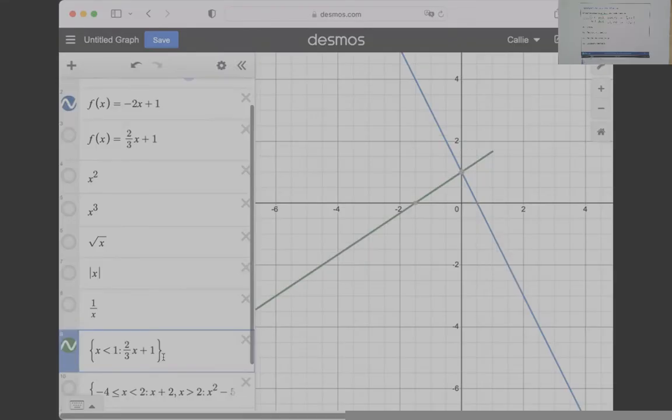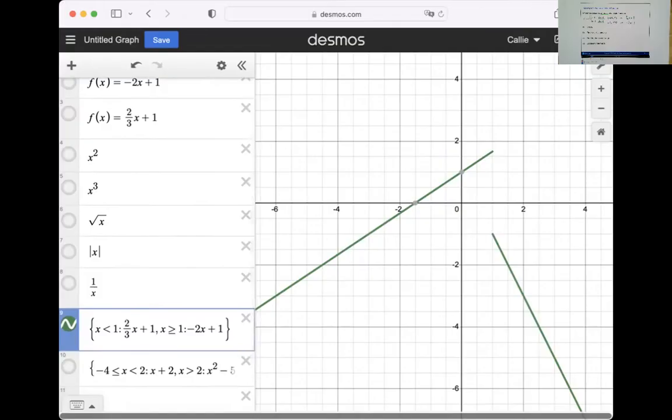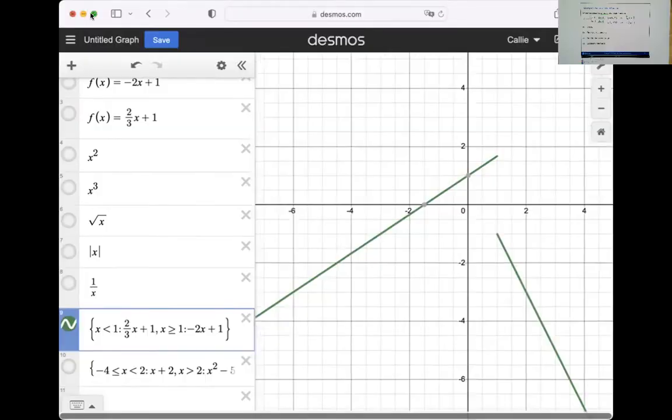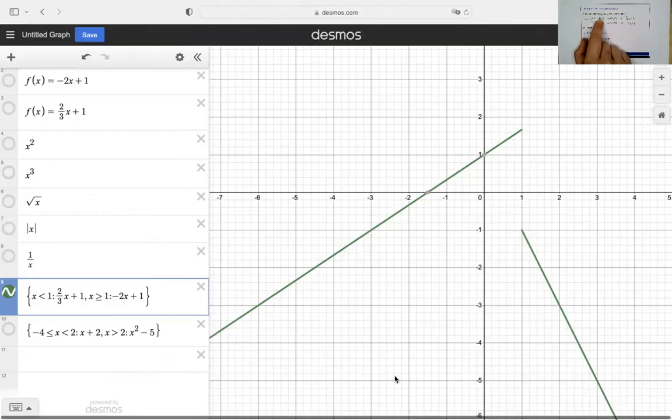The way you do that is just type it in Desmos. So this is what we're looking for. Notice on our paper it says f of x equals 2/3 x plus 1 if x is less than 1. That is not how I typed it in. What I typed in was x is less than 1, and then I put a colon, 2/3 x plus 1.